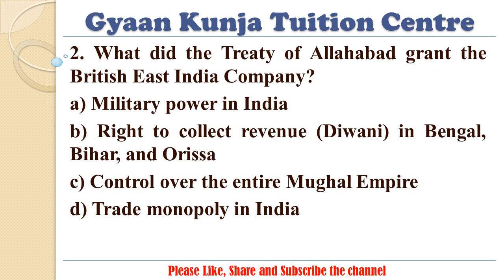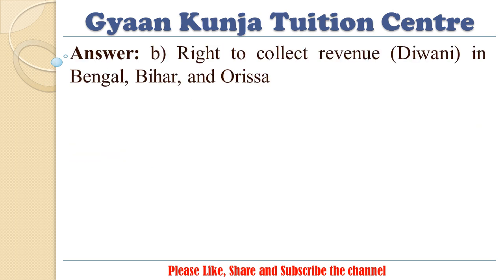Next, 2. What did the Treaty of Allahabad grant the British East India Company? A. Military power in India. B. Right to collect revenue, Diwani, in Bengal, Bihar, and Orissa. C. Control over the entire Mughal Empire. D. Trade monopoly in India. Answer B. Right to collect revenue, Diwani, in Bengal, Bihar, and Orissa.